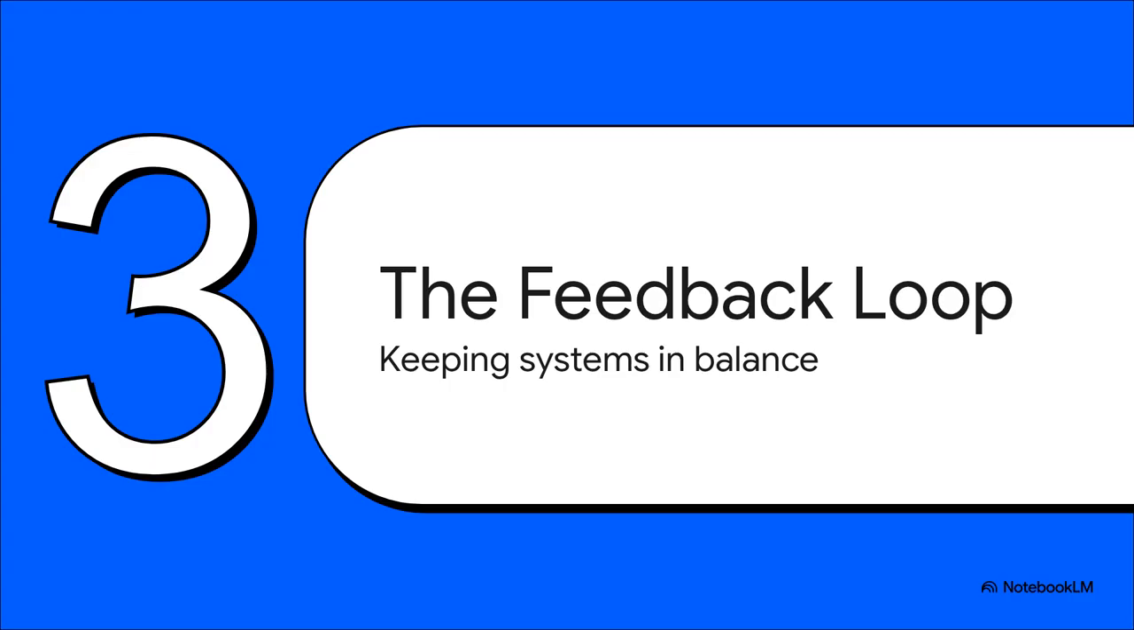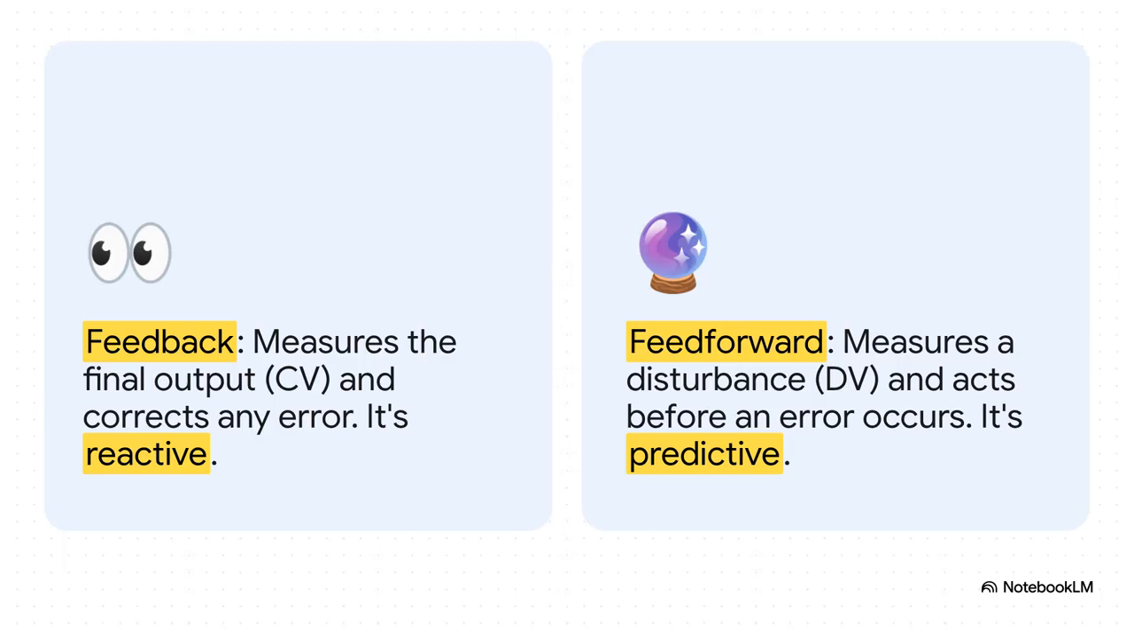Okay, so we've identified the variables, and we have a language to describe how they all relate to each other. Now it's time to bring in the hero of our story, the feedback control loop. This is the fundamental, super elegant concept that keeps all these complex systems in balance. Now, there are two main ways to do this.